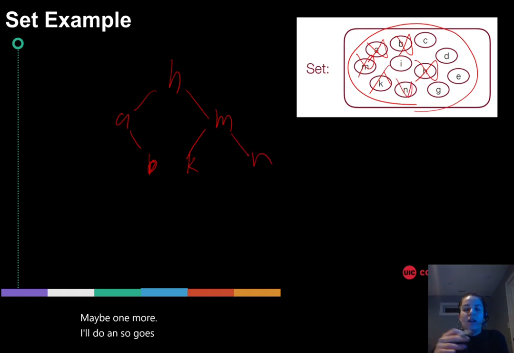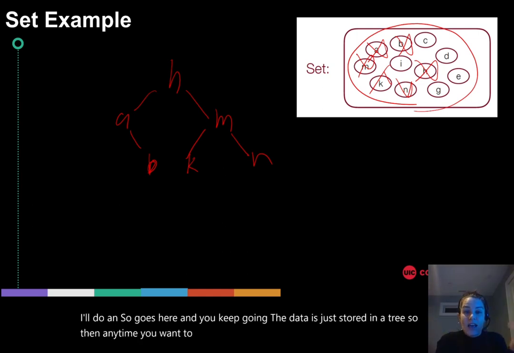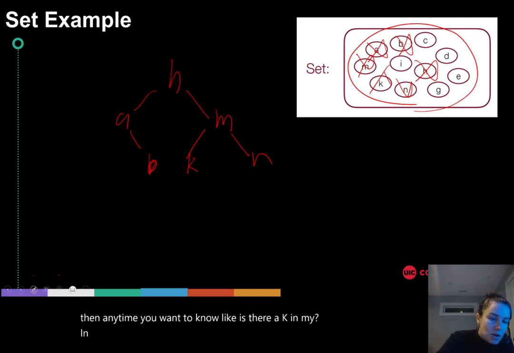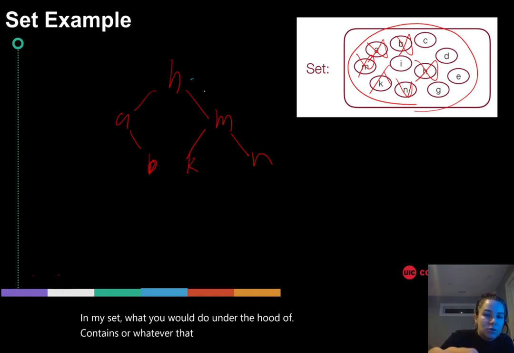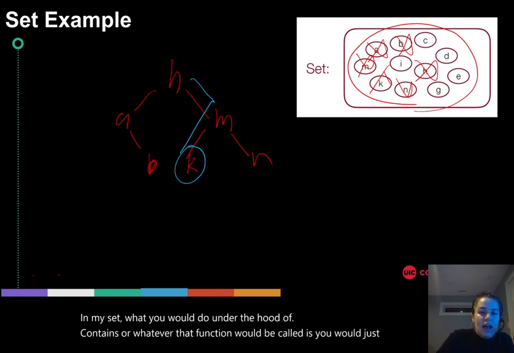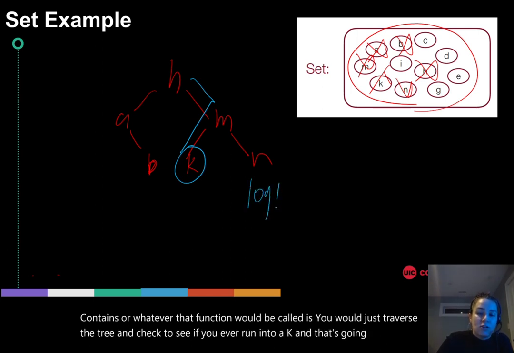And you keep going. The data is just stored in a tree. So anytime you want to know, is there a K in my set, what you would do under the hood of contains, or whatever that function would be called, is just traverse the tree and check to see if you ever run into a K, and that's going to be a log n search.